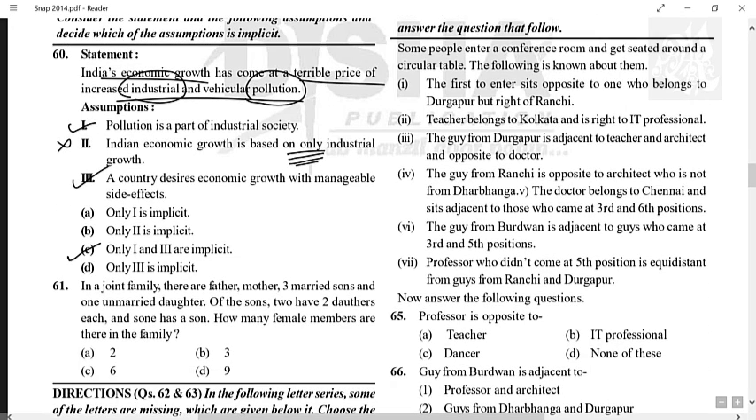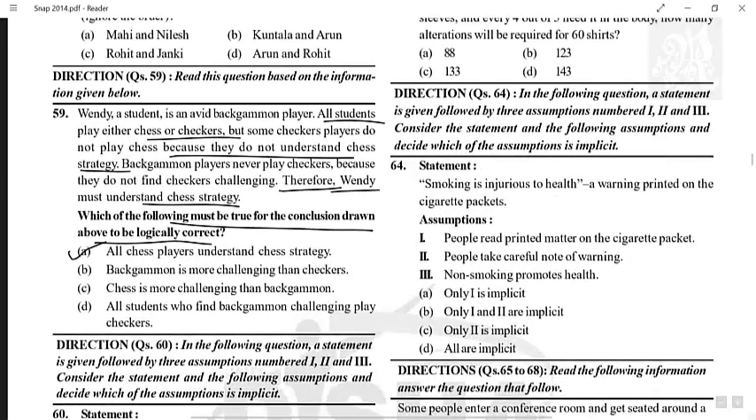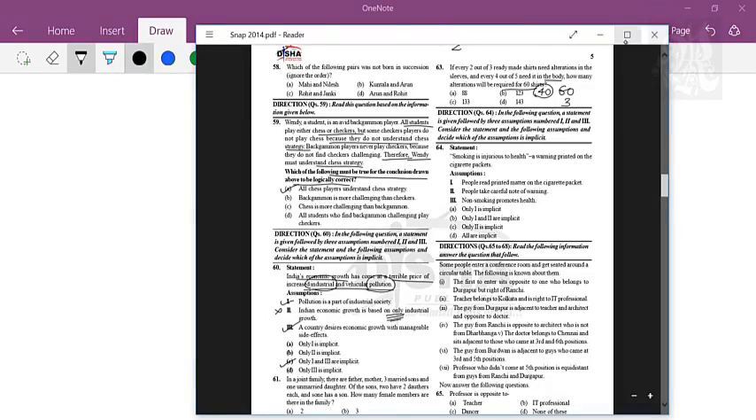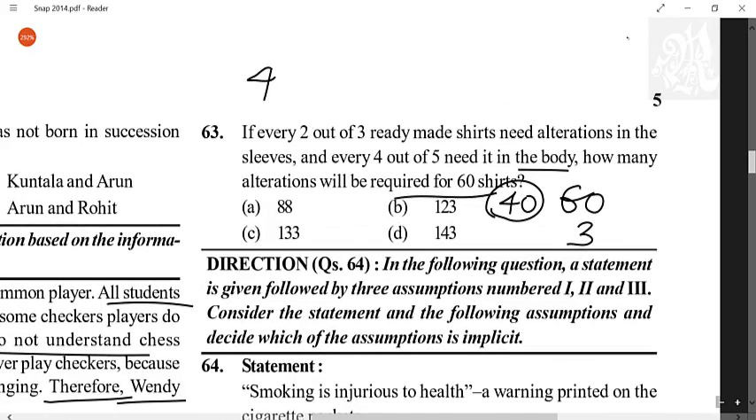Alright, something like the 61st question, where you have to find out the number of shirts. Again, a typical one. Two out of 3 shirts need alteration in sleeves, 4 out of 5 need it in the body. How many for 60 shirts? So 2 out of 3: for 60 shirts, if 60 is 3 parts, 2 will be 40. So 40 shirts need sleeve alteration.